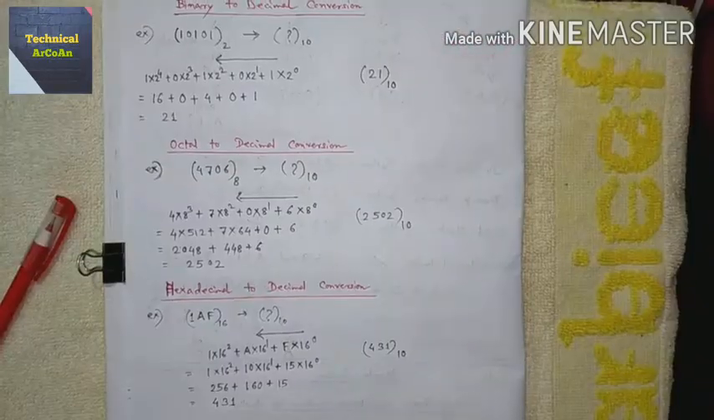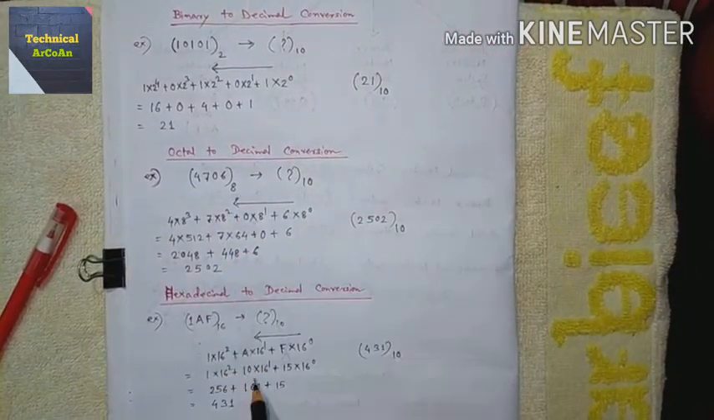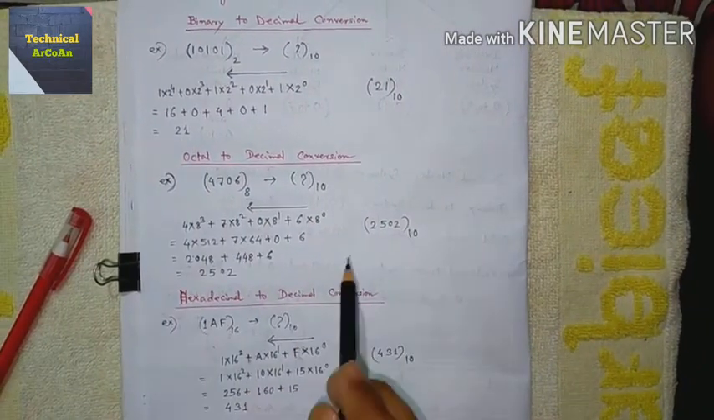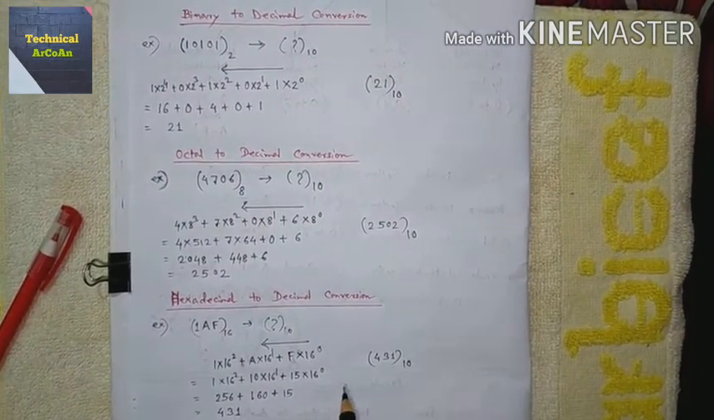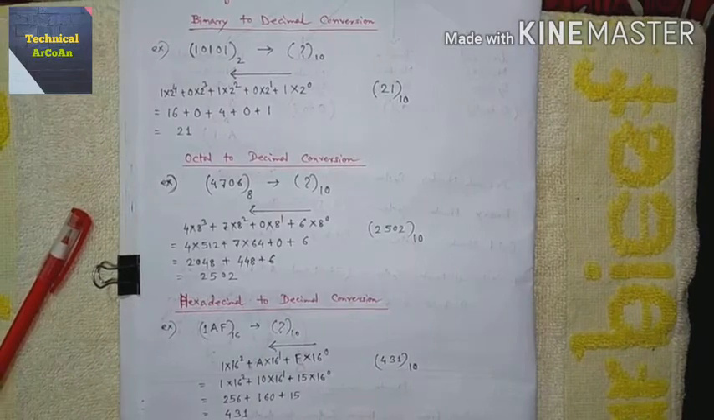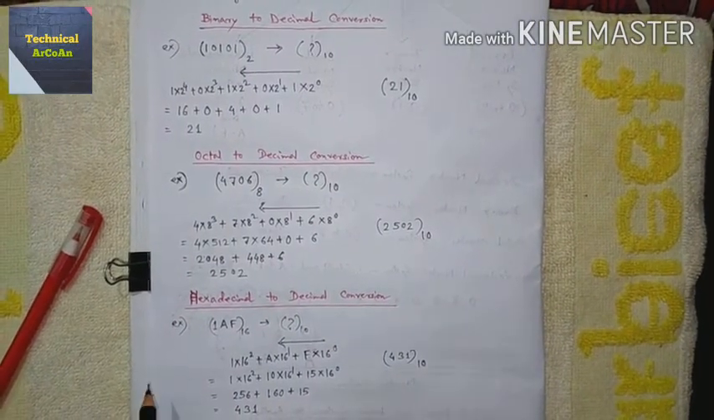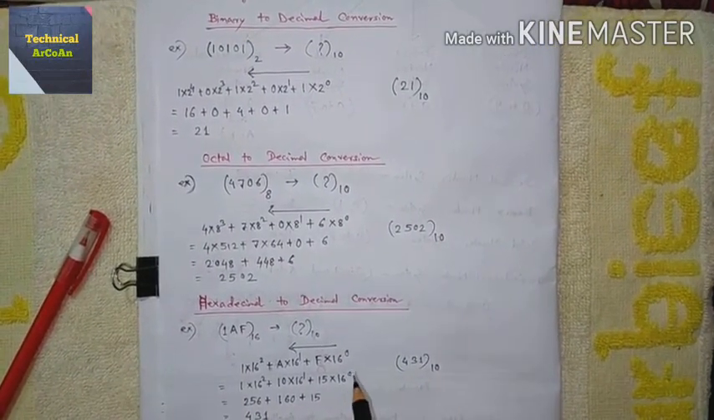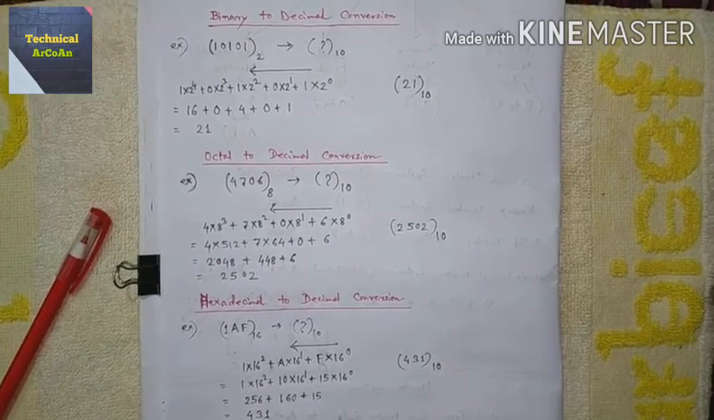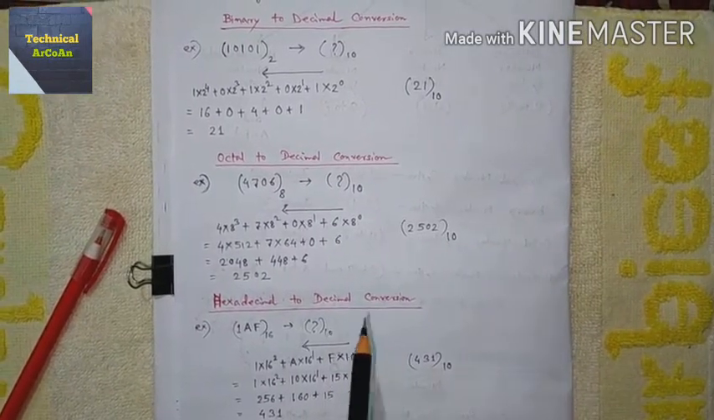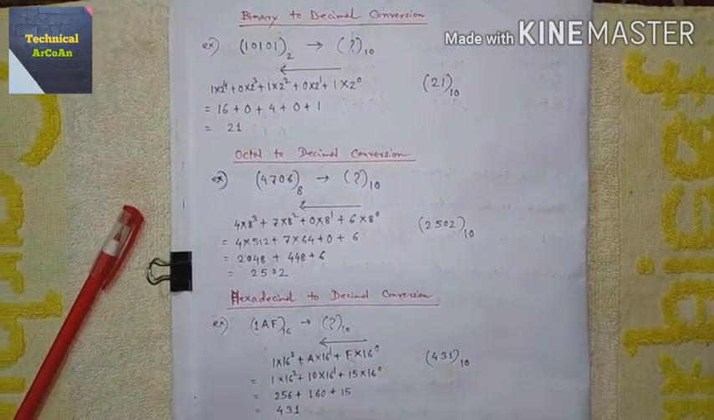So for these three examples, from binary to decimal, from octal to decimal and from hexadecimal to decimal, the multiplications should start from right to left, and each time the power should increase from 0 up to the last digit.